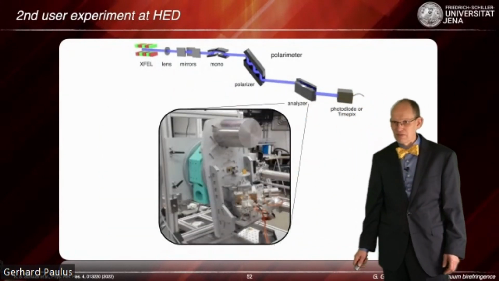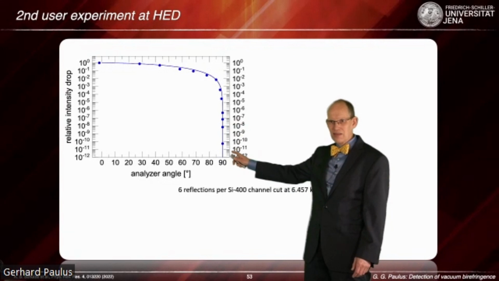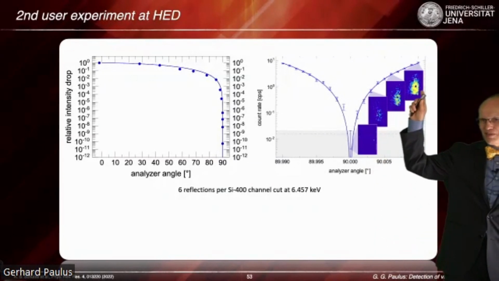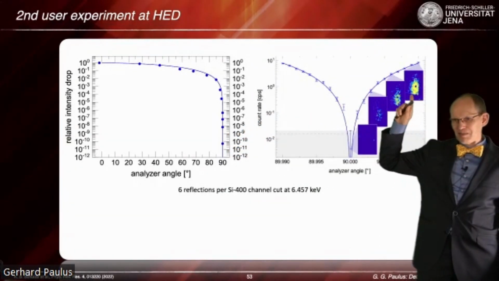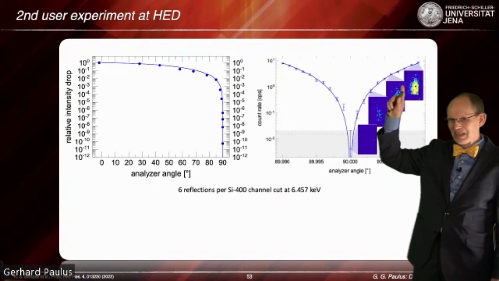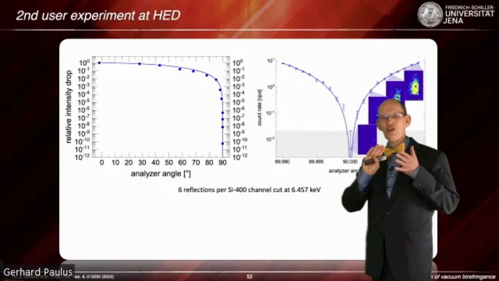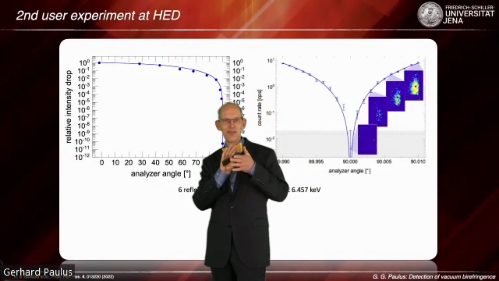So here are two photos of this setup, and here the extinction curve. You see it goes down to the level of 10 to the minus 11 or so. And the interesting thing here, we zoom into this and show the counts on the detector. It's just 0.01 degrees here. When we are at the extinction position, we don't detect any photon. So what we do with our polarizer is that we completely extinguish the free electron X-ray laser, although it has so many photons.